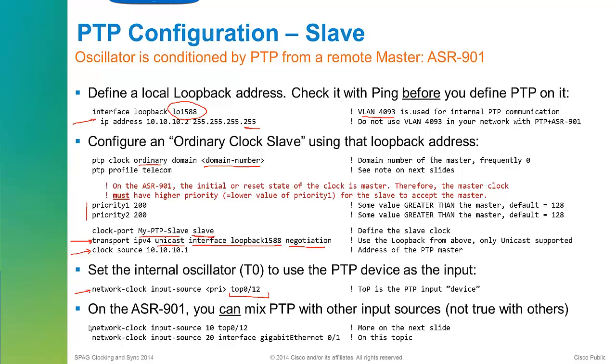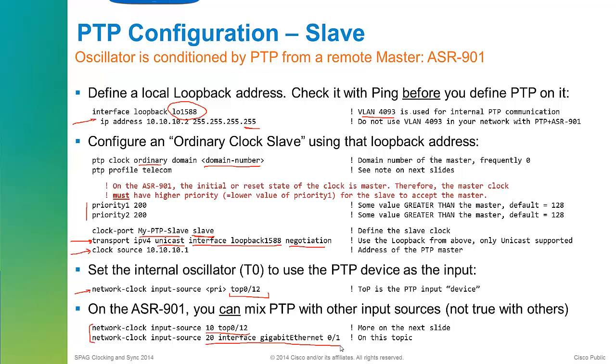Another thing to point out, the 901's very good about this, is that you can mix clock inputs. So you can have PTP as your primary source, and then you can have gigabit Ethernet 1, for instance, as a backup. Normally you do it the other way around, because physical distribution of frequency is better than packet-based, just about always. But if you had it the other way around, priority 10 was gigabit Ethernet 0/1, and priority 20 was top 0/12, that would mean if you ever lost your SyncE, you could use PTP as a backup.